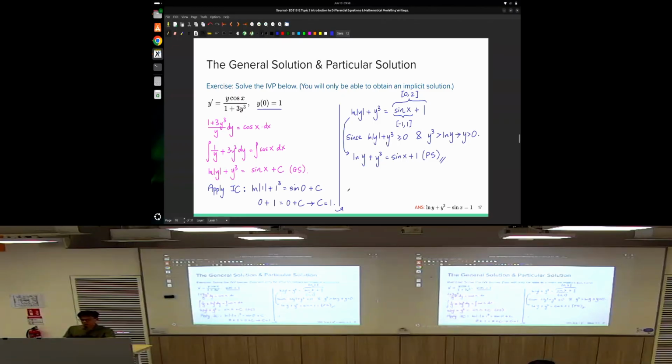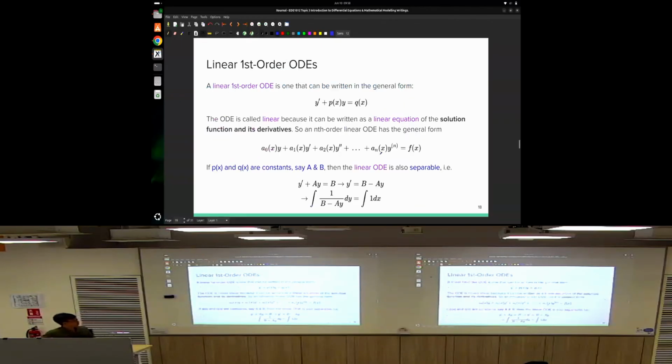Okay, good. So it doesn't matter if I put it in this form, both are fine, right? Implicit form. Just move the sine x over. Now we are going to jump into another kind of first order ODE that you will be tested to solve. It's called the linear ODE.